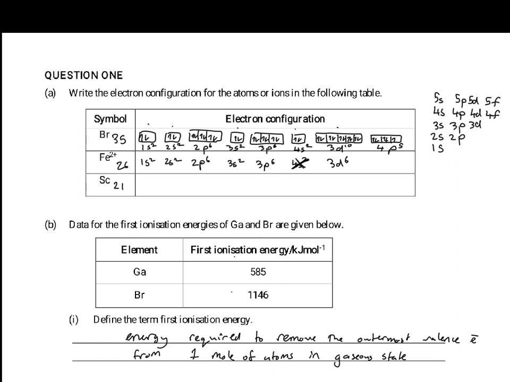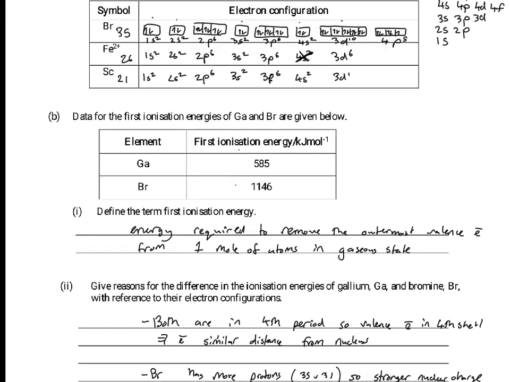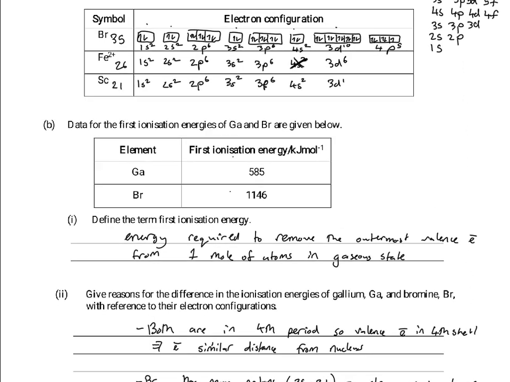Scandium, 21 electrons. Just go through the same process. 1s2, 2s2, fill up the lower ones first. And when you get to this point, you've used 20 electrons, which means we've got 1 electron left in the 3d. Alright, part B. First ionization energy information is given below.